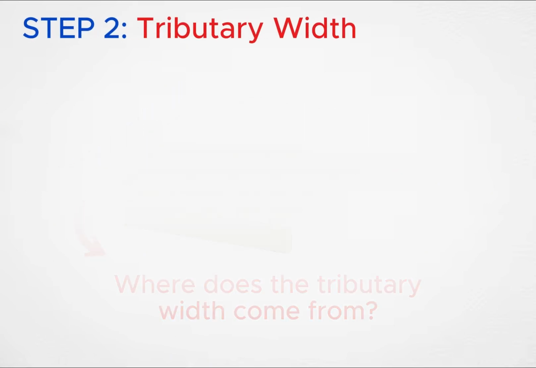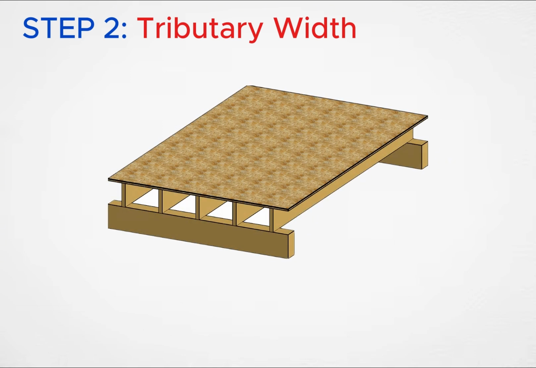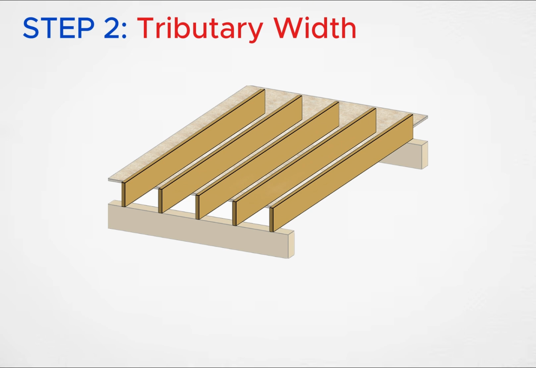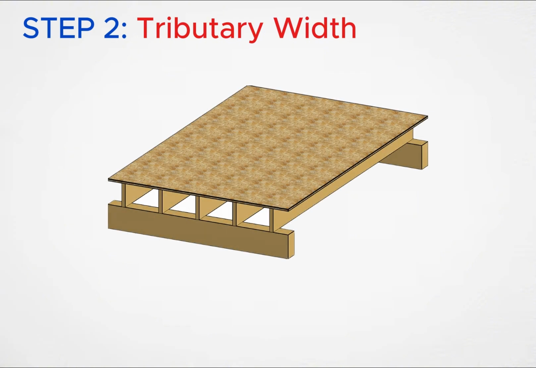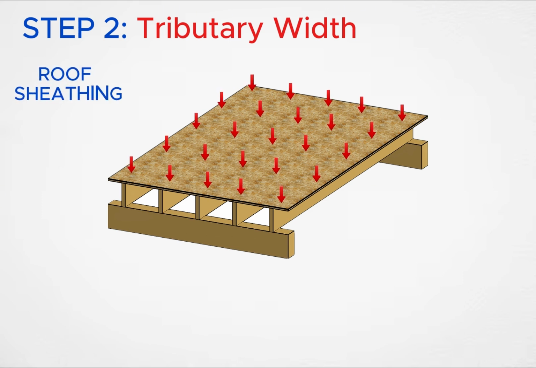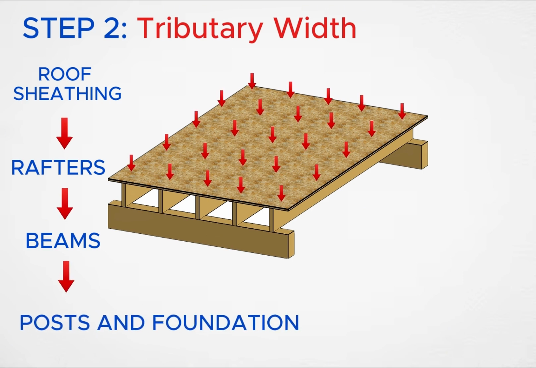Tributary width. Imagine a simple roof framing system. Several rafters span from one side to the other, and a beam supports those rafters. When a load is placed on the roof, the load doesn't magically know where to go. It follows a load path. Roof sheathing transfers load to rafters. Rafters transfer load to the beam, and the beam transfers load to posts and foundations.